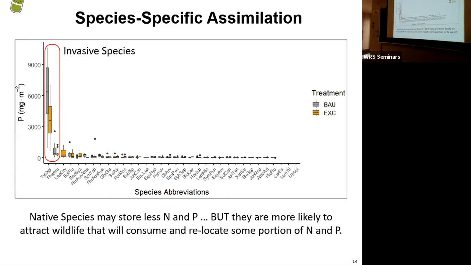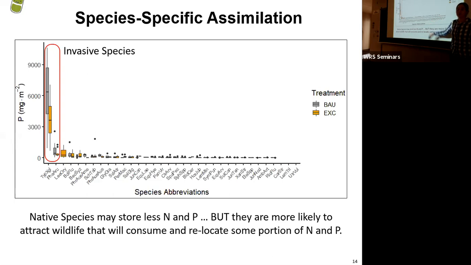But it turns out that even though they hold the most nutrient, native species, which store less nutrient, are more likely to attract wildlife that will come in and eat some seeds or harvest some of the biomass, basically eat it, and then move that nutrient someplace else, right? So they're serving more of the ecosystem functional roles that we want from wetlands in general. But we also see that there's this emerging sort of invasive native story. So I'm going to tell you a little bit about that because it'll inform how these plants are storing nutrients as a community.